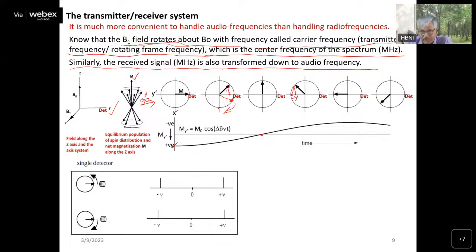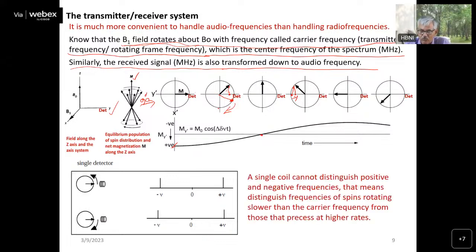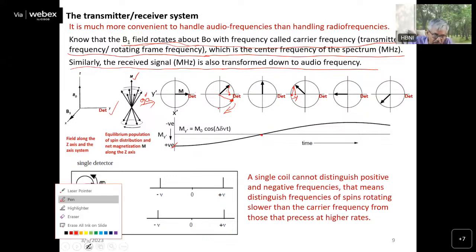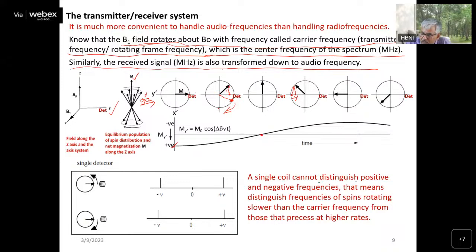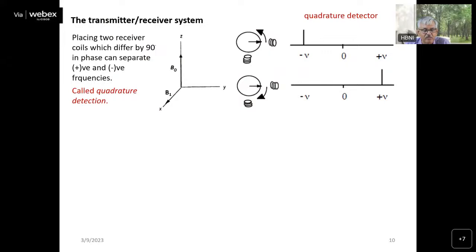So that is the thing. You can see here the way that it is rotating anti-clockwise and clockwise, you cannot distinguish the frequency. Therefore a single coil cannot distinguish positive and negative frequencies. So you have to find a way so that you will be able to distinguish it.